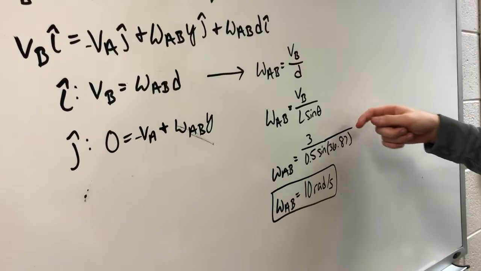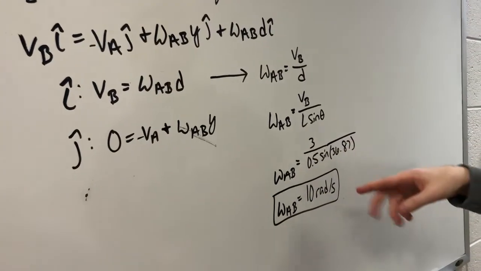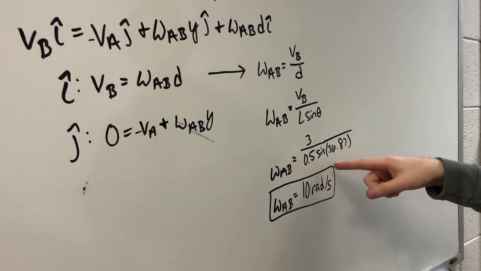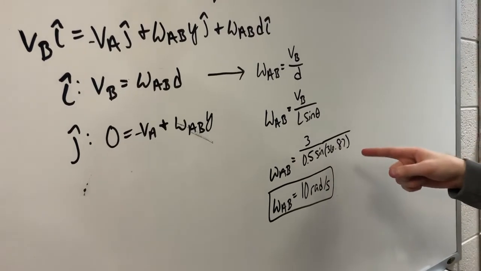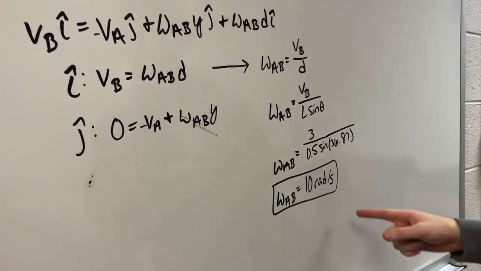Plug it in, put the numbers in: 3 for your velocity, 0.5 for the length, sine of 36.87 degrees, and that's going to get you 10 radians per second.